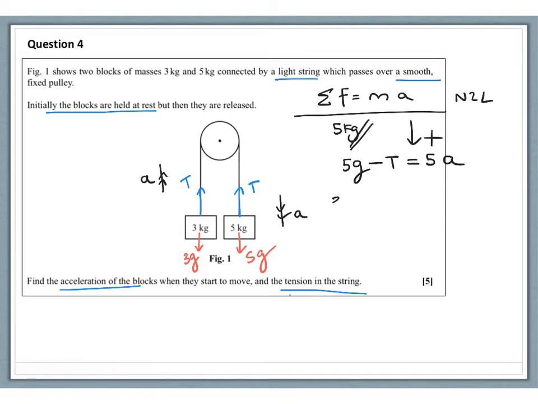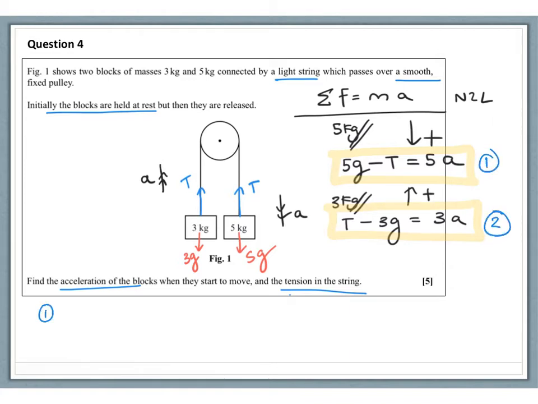Let's now look at the 3 kilogram block, and this time we will take up as the positive direction, which gives us T upwards, minus 3g downwards, equals the mass 3 multiplied by the acceleration. So we now have a pair of simultaneous equations. I'm going to add these together. Let's call this equation 1 and this equation 2, and we're going to add them together. So equation 1 plus equation 2.